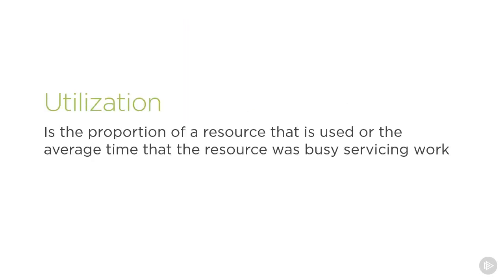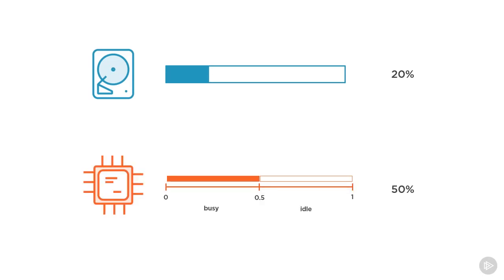Utilization is defined as the proportion of a resource that is used, or the average time that the resource was busy serving work. For example, if a disk is 20% filled, then it's said to be running at 20% utilization. Or, if in a 1-second interval, a CPU spends 500 milliseconds executing instructions, then the CPU is at 50% utilization.